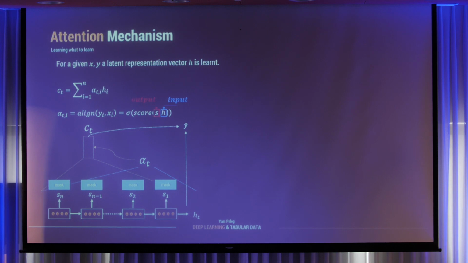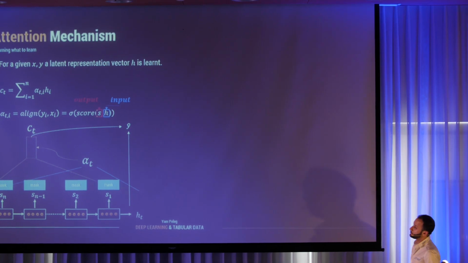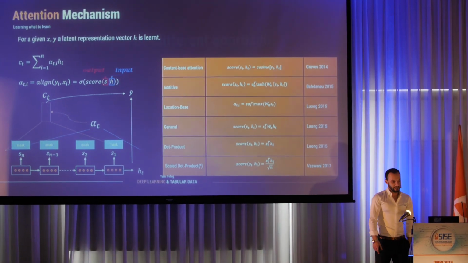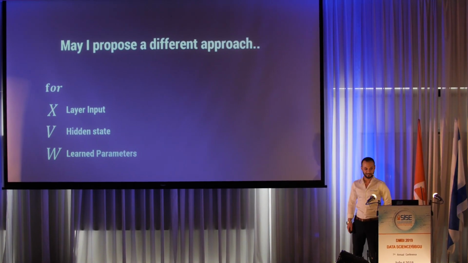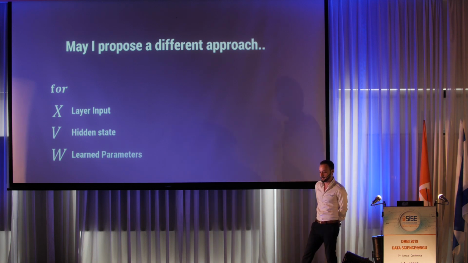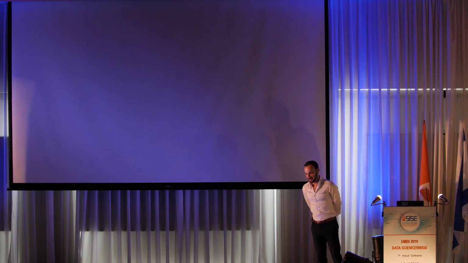We have an alpha alignment scalar, and basically we align based on some sort of score matrix. There are many people who came with different approaches for scores, but I would like to propose a different approach for all of this. So for X input value, V hidden state, and W learned parameters, the attention that we're going to use is this.